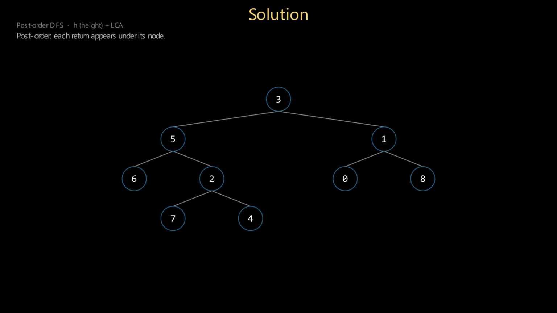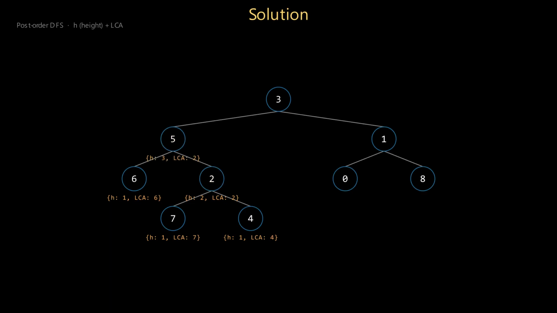Bottom-up post-order. Each line is height h to a deepest leaf in that subtree, plus the LCA candidate there. Leaf 6, h is 1, LCA candidate is 6. Leaf 7, h is 1, candidate 7. Leaf 4, h is 1, candidate 4. Node 2, both children return the same h, that means the fork where deepest leaves 7 and 4 split. This node is their lowest common ancestor, the candidate becomes 2.